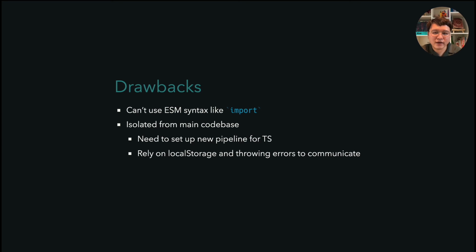You also need to rely on some browser stuff to communicate with the main code base, like the local storage or just throwing errors. We cannot use, for example, SvelteKit stores to do this. It's also harder to track errors in general in this case because it's so isolated from the main code base. So alternatives that we have considered, one of them is Service Worker. Service Worker is not trivial to set up.